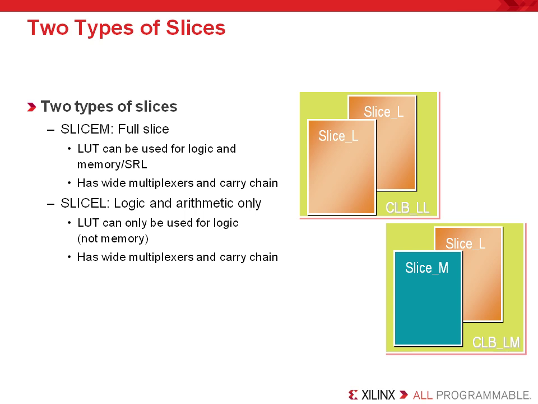Now, SLICEM slices are full slices where the LUT can be reconfigured as distributed memory or as a shift register LUT, denoted here in the diagram as an SRL. SLICELs are LUTs that can only be used for logic, not memory, or for the shift register LUT functionality. As you can see from the figure, only CLBs labeled LM, which is 1/4 of the device CLBs, contain some CLBs that are SLICEMs.